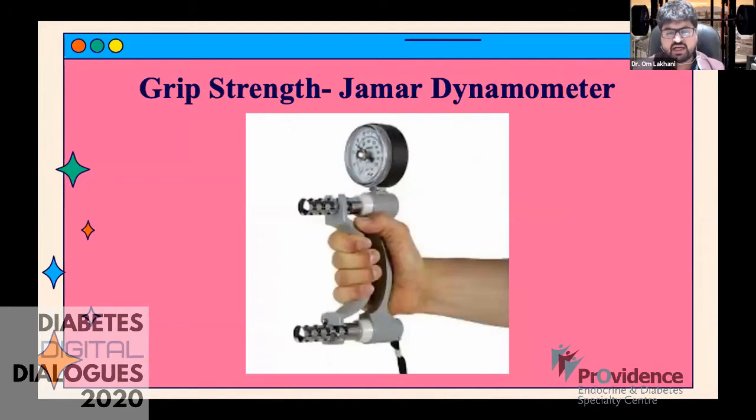This is a JAMAR dynamometer. These are available on Amazon. You can buy it. It's not very costly. This tests the grip strength. You can use it especially if you're trying to do clinical studies on sarcopenia. This is a very useful device.